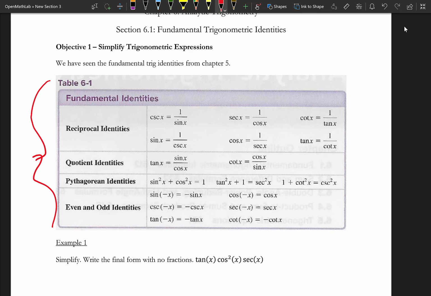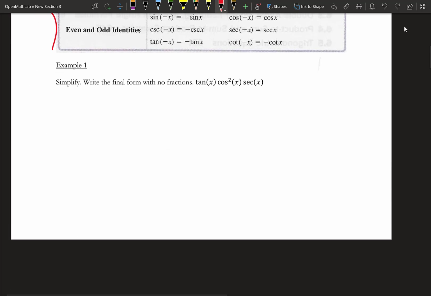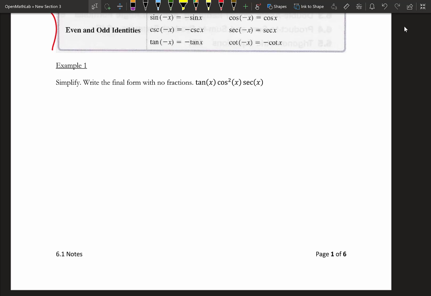Essentially what we're going to be doing is using these and substituting them into other equations and trying to simplify things. So not a lot of new material. It's more like algebraic type things, and maybe something you haven't done a lot with is verifying identities. So I'll show you how to do that.